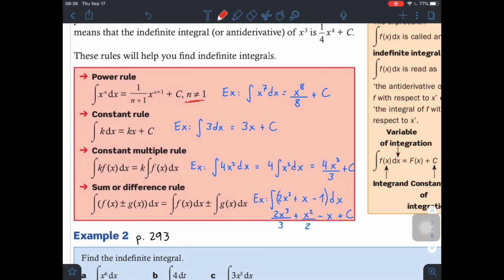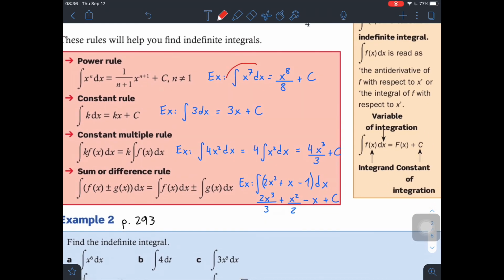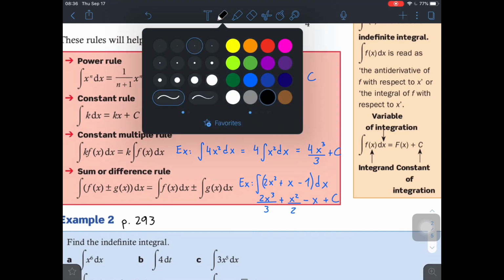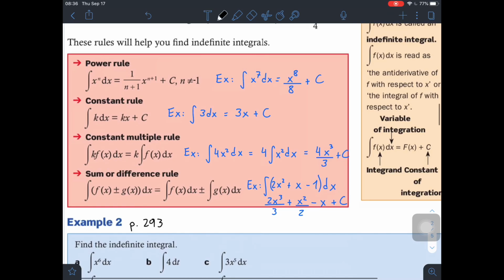Okay, so for example, actually there's a mistake here, it should say n should be different from -1. There you go. Because if it's -1, then we're going to get here 1 over 0, right? -1 plus 1, that's 0. So this is undefined, right? So n needs to be different from -1.